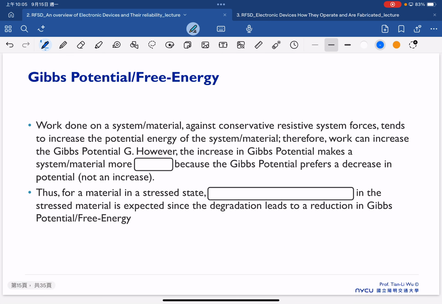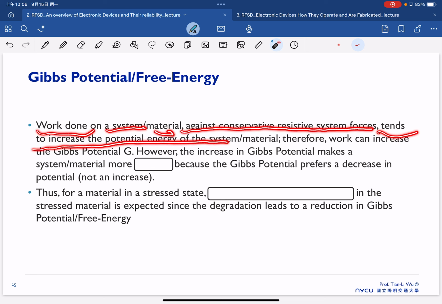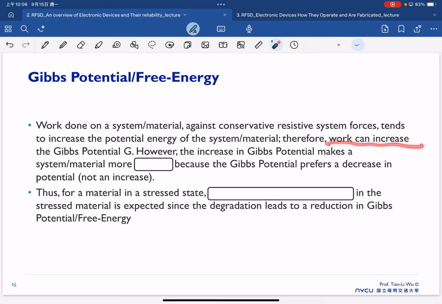Okay, so the work done on the system material against a conservative resistance force tends to increase the potential energy of the system materials. Therefore, the work can increase the Gibbs potential. However, the increase in Gibbs potential makes the system material more unstable.